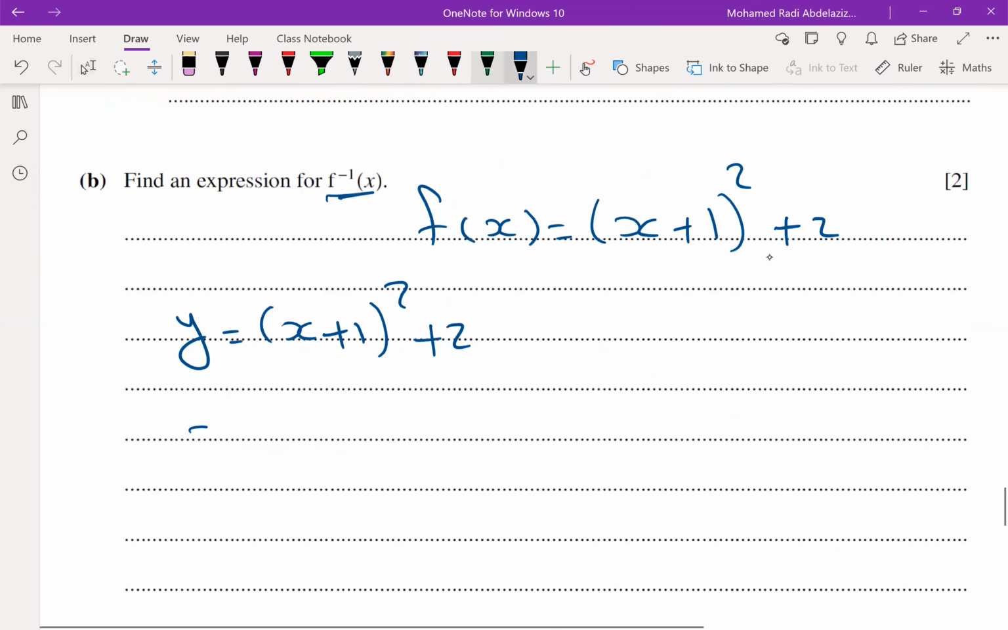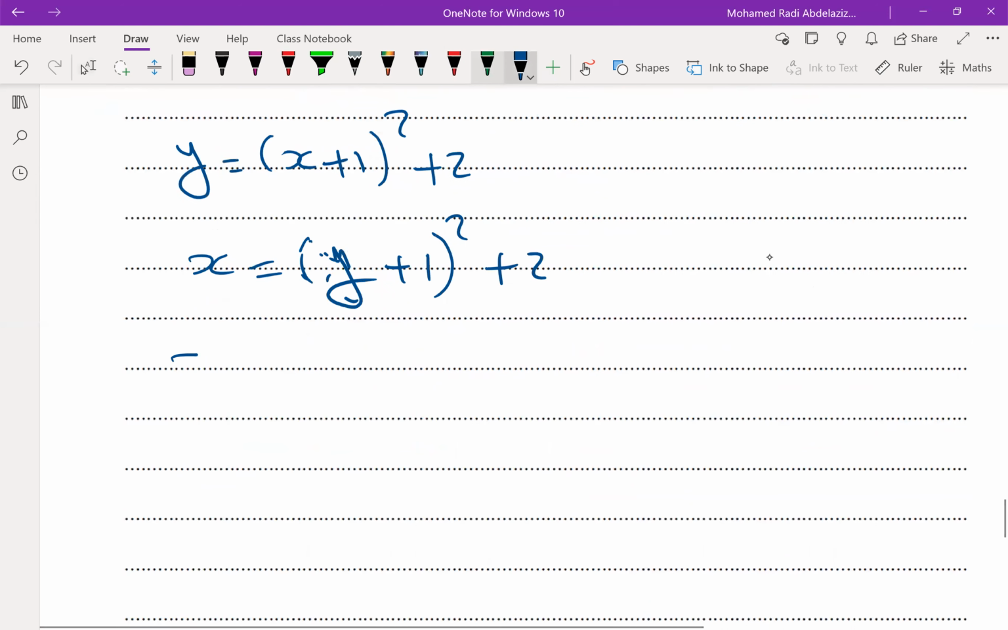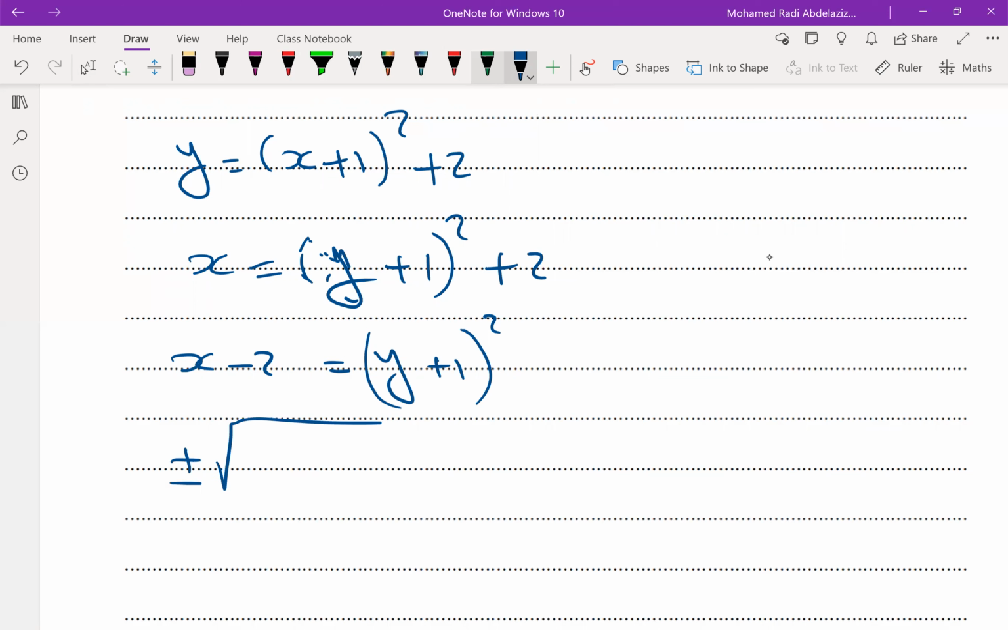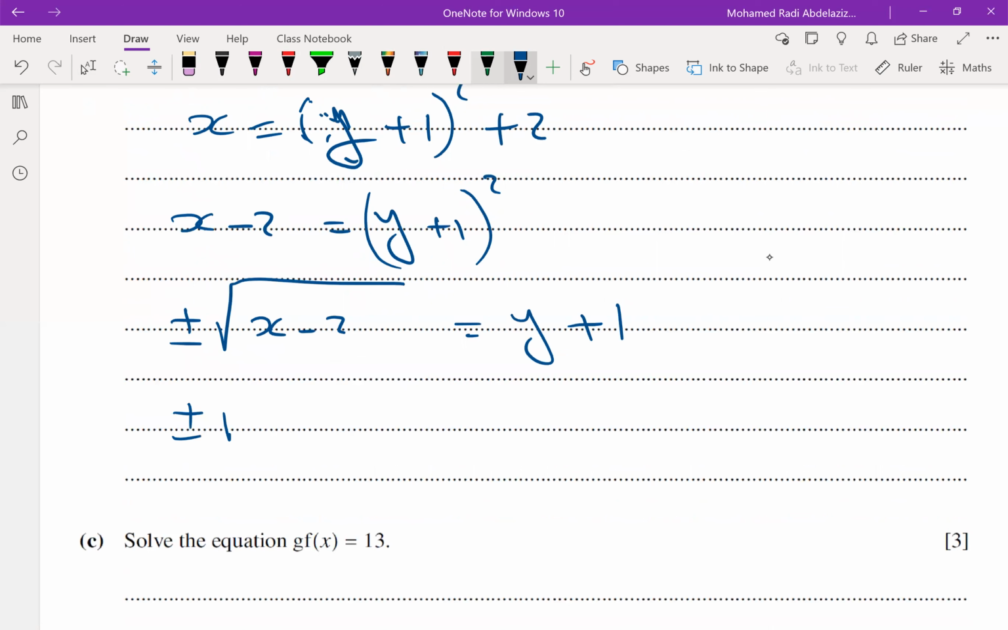Switch between x and y. x is equal to (y + 1)² + 2. Move 2 to the other side: x minus 2 is equal to (y + 1)². By taking the square root of both sides, it will be positive or negative: plus or minus the square root of x minus 2 is equal to y plus 1. By moving 1 to the other side, y is equal to plus or minus the square root of (x - 2), minus 1.